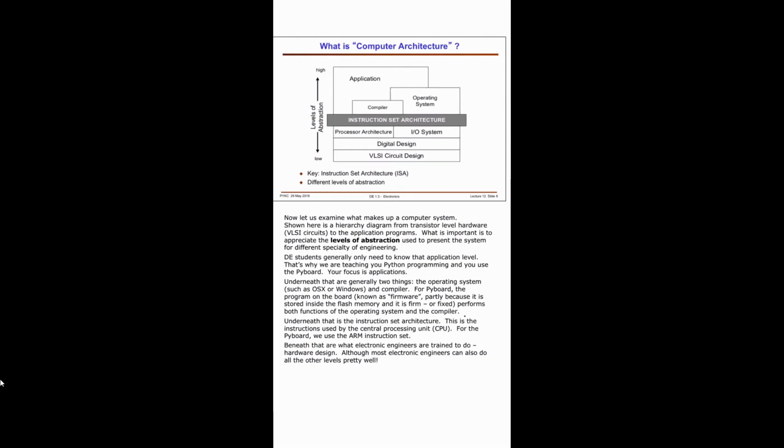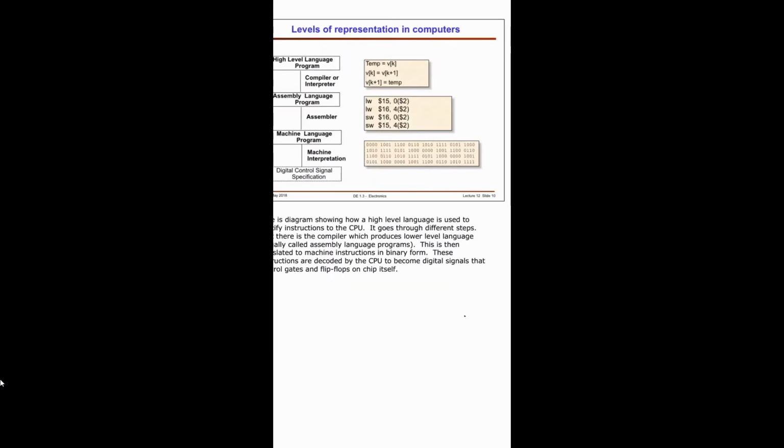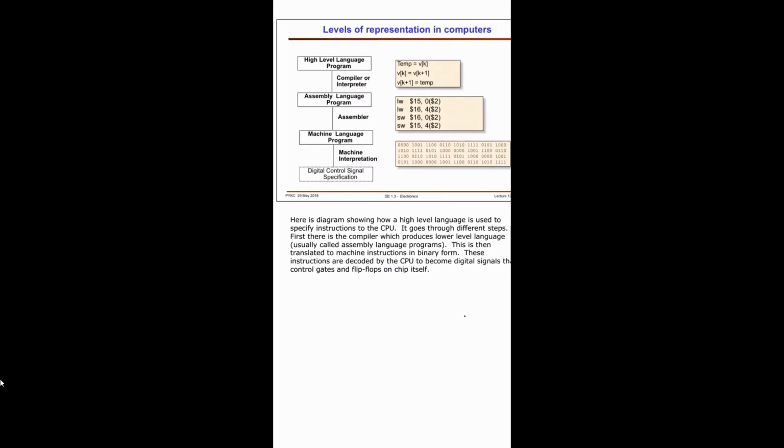I am moving on. Levels of representation of computers: high level language program, assembly level language program, machine level program, and digital control signal specification. We are always using high level programming, but there is assembly language programming. That assembly language programming is the microprocessor programming. Now you connect with the first slide that there is a microprocessor, and there is assembly language programming. So this is the level of abstraction or representation of the computer, right?